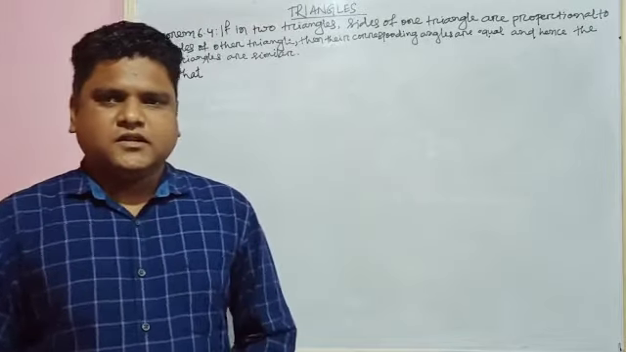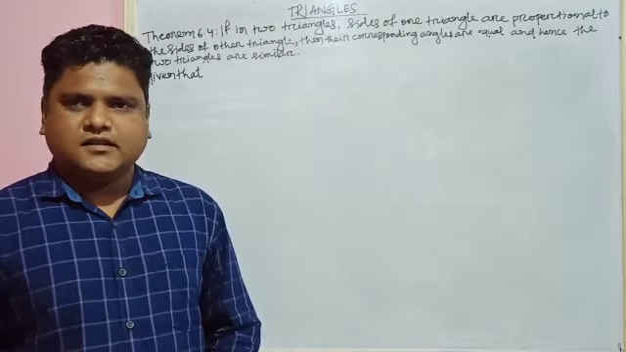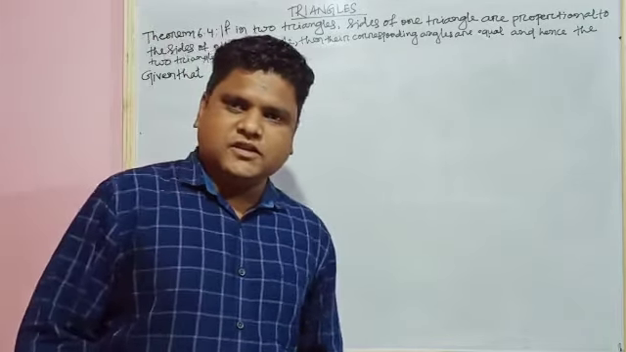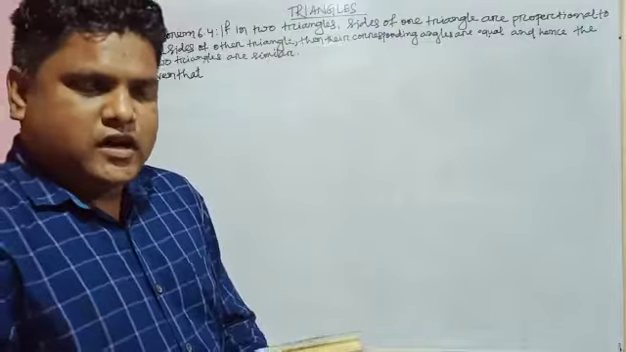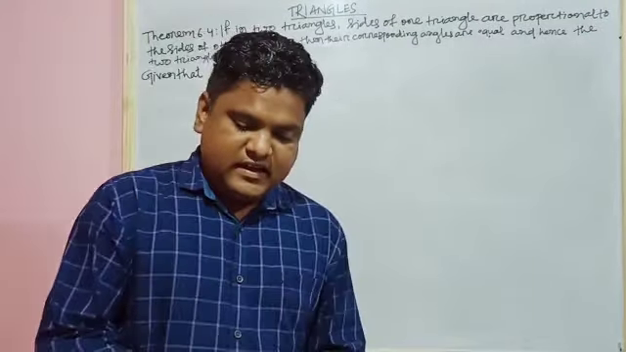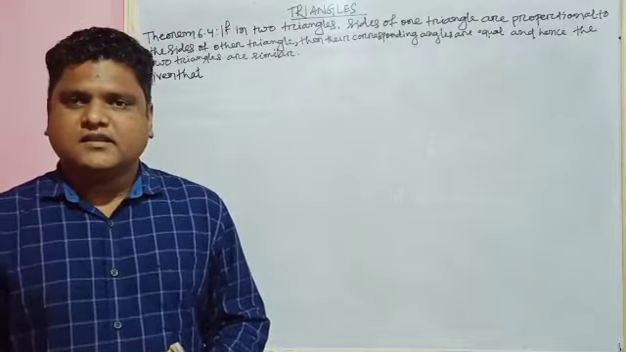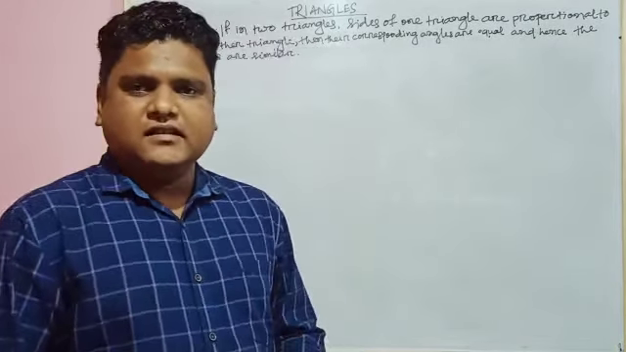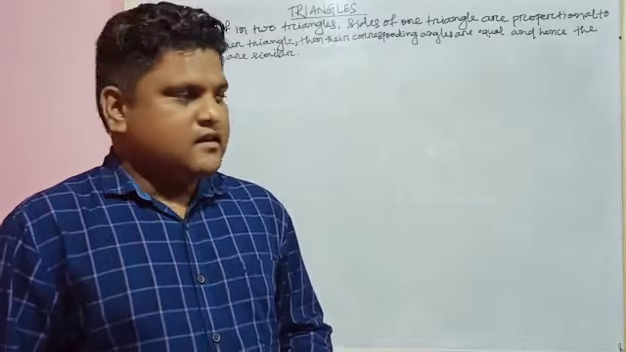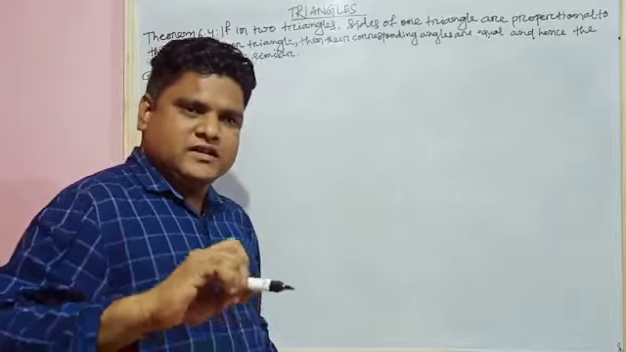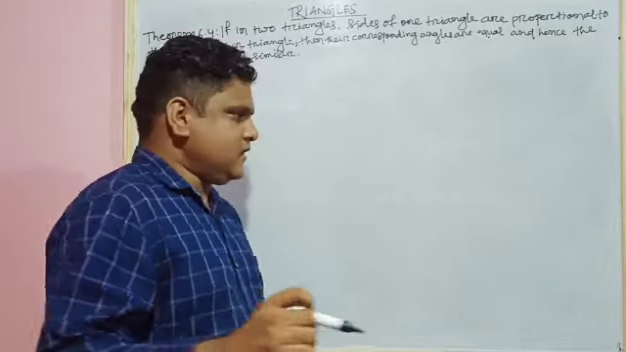Today, our chapter is triangles for class 10 and topic is theorem 6.4. Before going to theorem 6.4, have a look at theorem 6.3, that is, if three angles of a triangle are equal to the three angles of another triangle, then the two triangles are similar. Let's see what happens when two angles of one triangle are equal to two angles of another triangle.